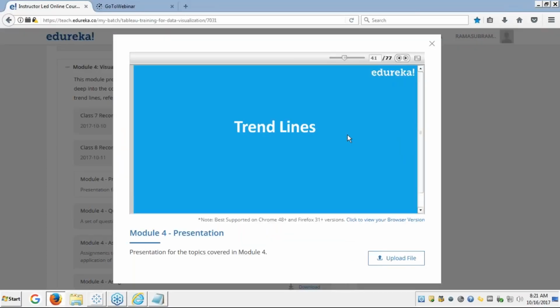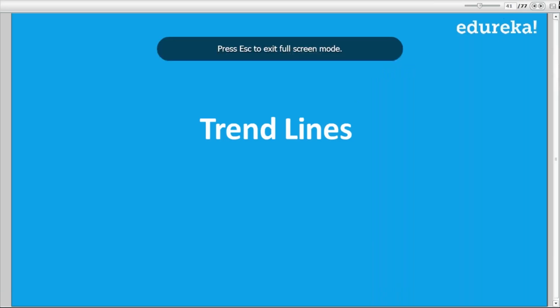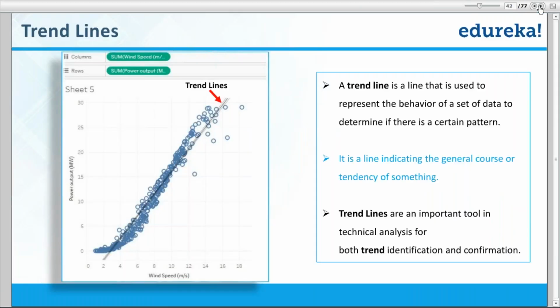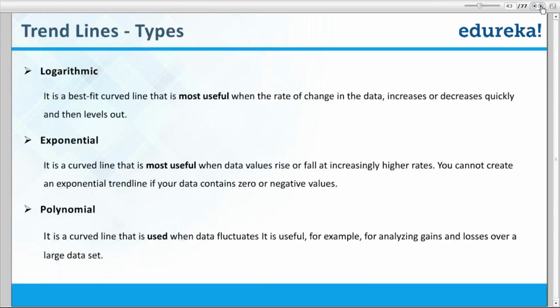So we saw these things somewhat earlier, but we'll just revisit that at a glance. For any questions, please stop me. Okay. So a trend line is used to represent the behavior of a set of data to determine a certain pattern. It is a line indicating a general course of tendency, an important tool in analysis, for both trend identification and confirmation. So that's what trend lines are used for.